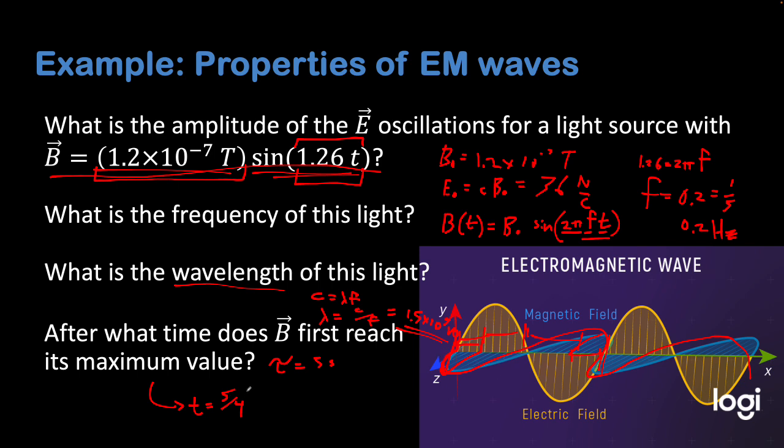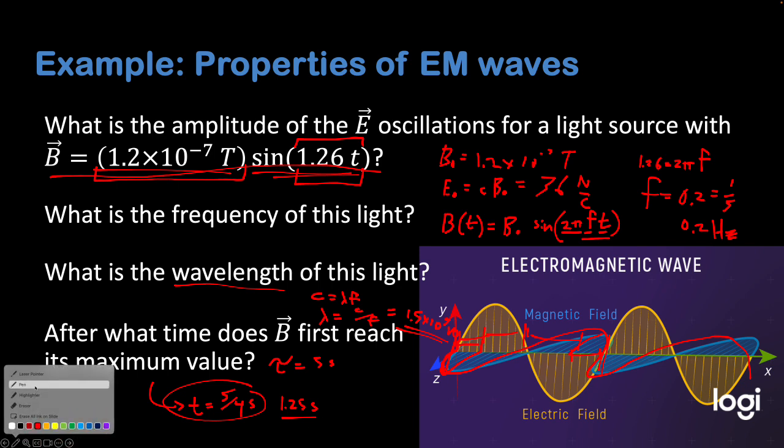And so this would tell us the first time B reaches its maximum value is 5/4 of a second, or about 1.25 seconds. Okay, so those are some kinds of calculations that we would be able to make understanding the wave-like properties of light.